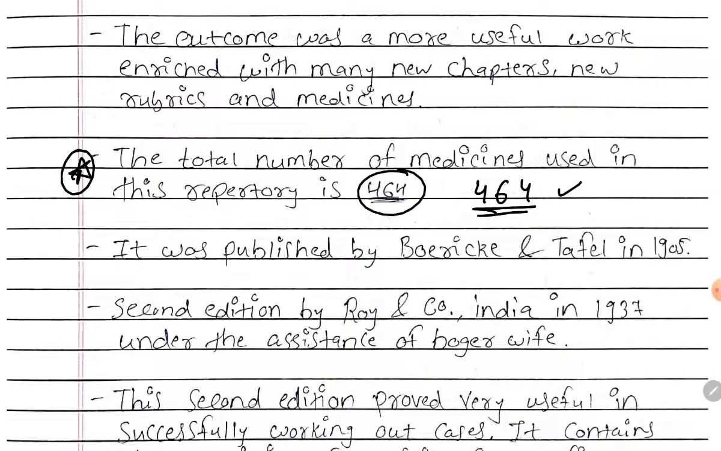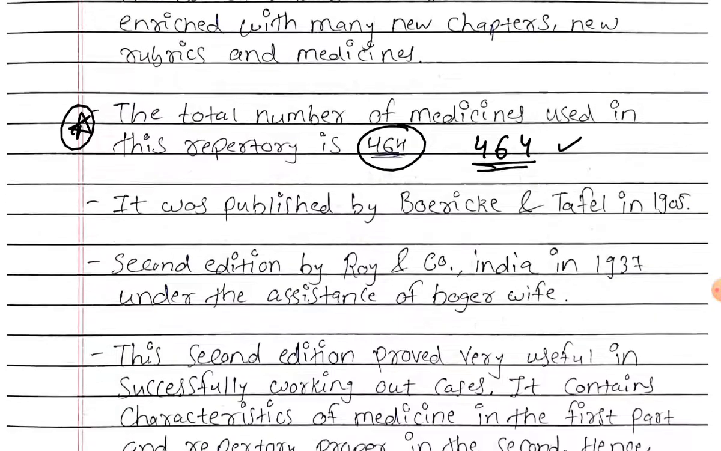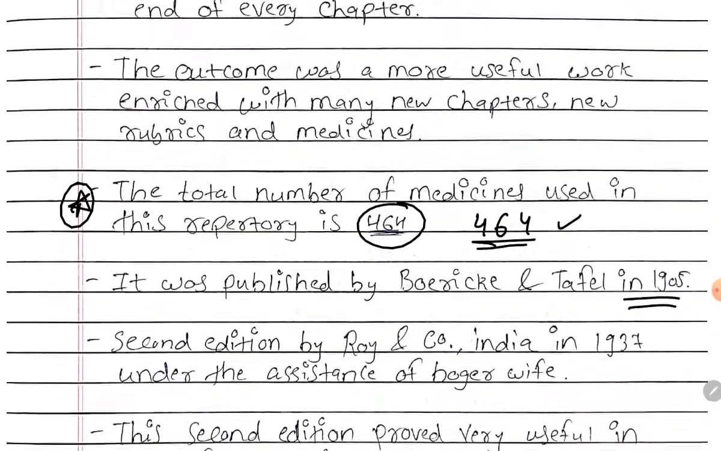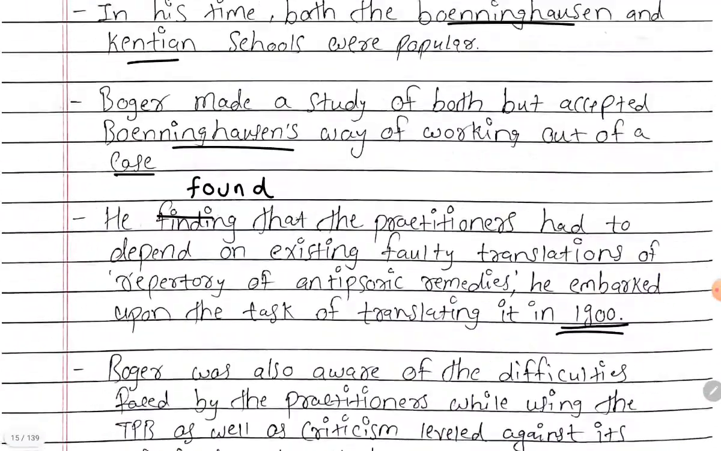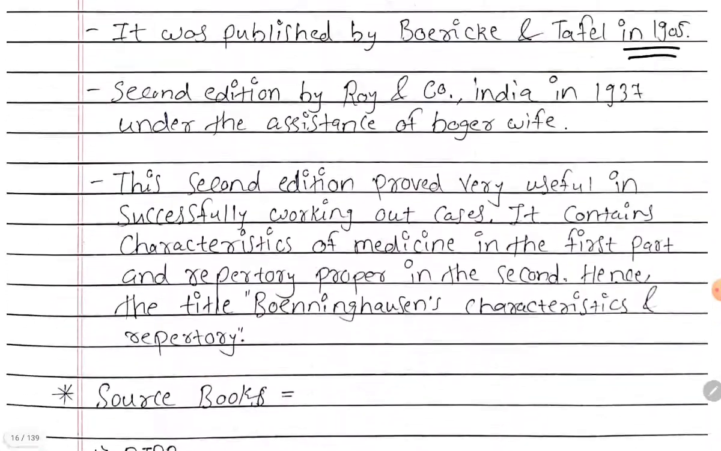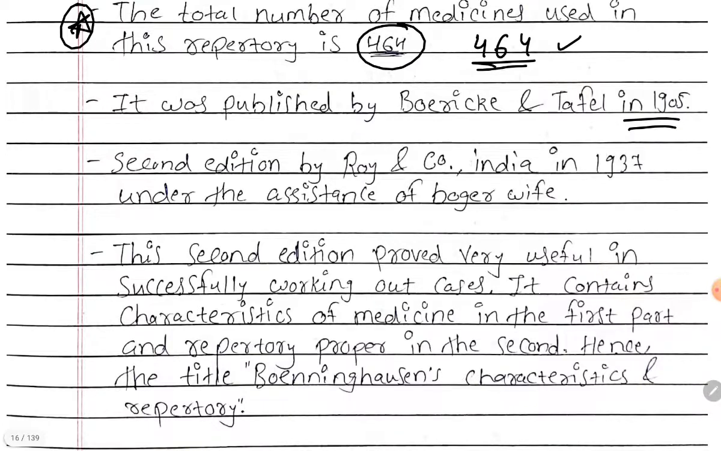Also, please do let me know in the comment section what was the total number of remedies used in the Kent repertory. So in the BBCR we have 464 remedies. It was published by Borick and Tafel in 1905. Again we'll revise the years, 1905 and 1937. Second edition by Roy and Company, India in 1937 under the assistance of Boger's wife.